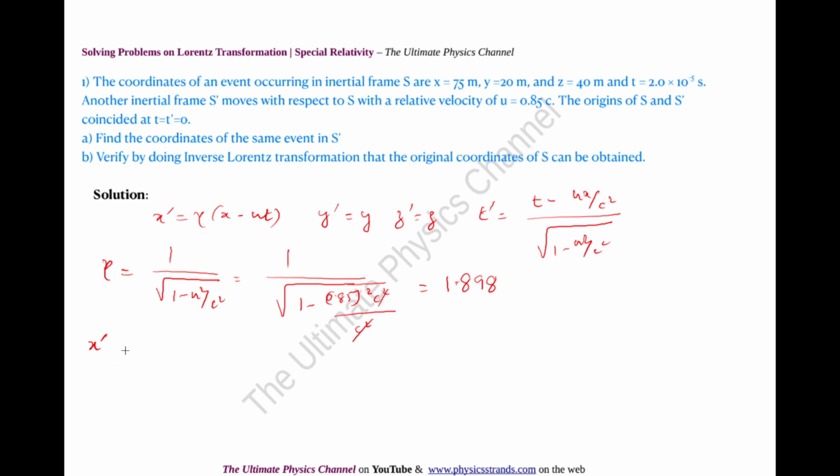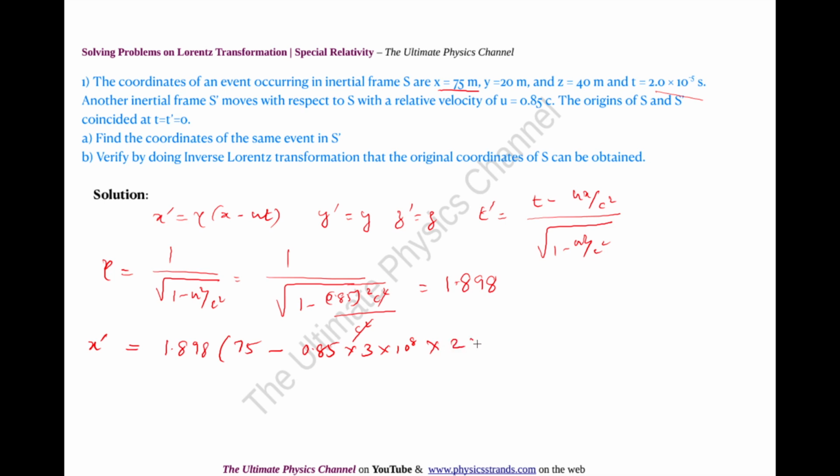Now, if I calculate x prime using these values, I substitute gamma in its position, and then I multiply that with (x, which is 75 given here in the problem, minus u, which is 0.85 c, so 0.85 into 3 into 10 power 8. I am taking c to be 3 into 10 power 8, multiplied by the time that is given here, that is 2 into 10 power minus 5 seconds).